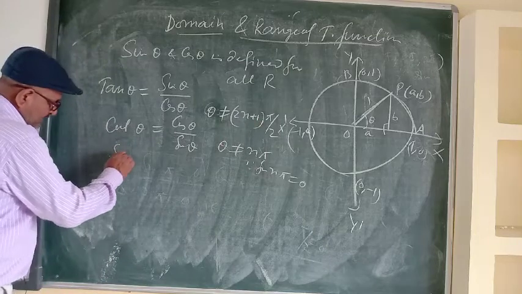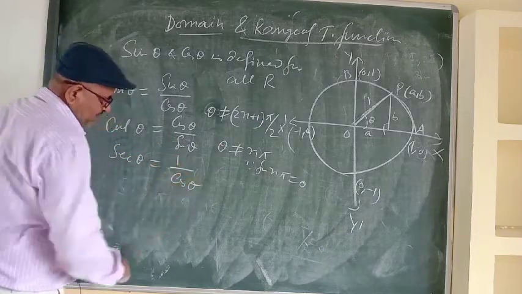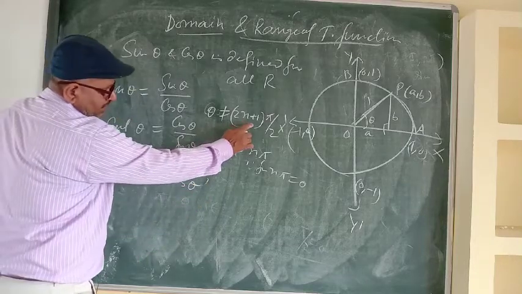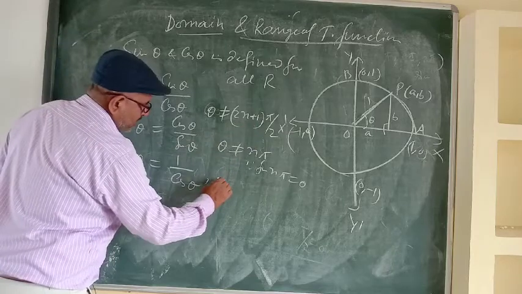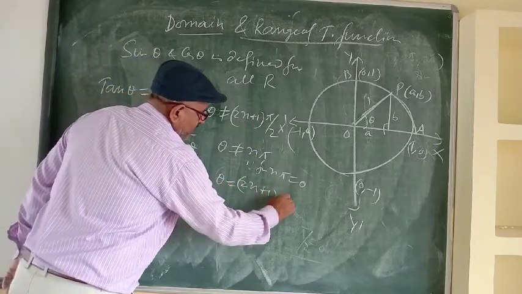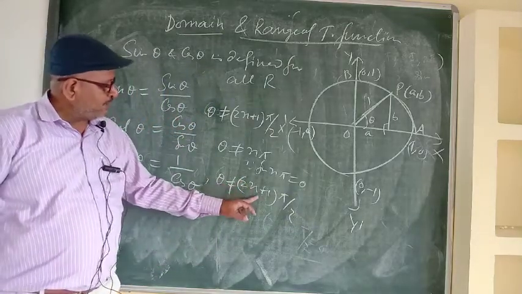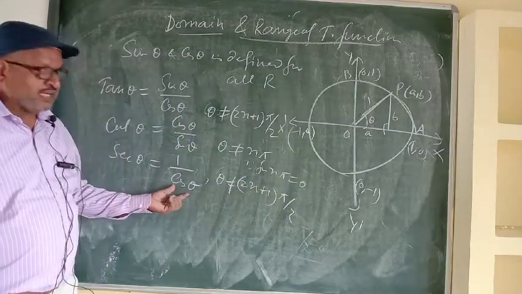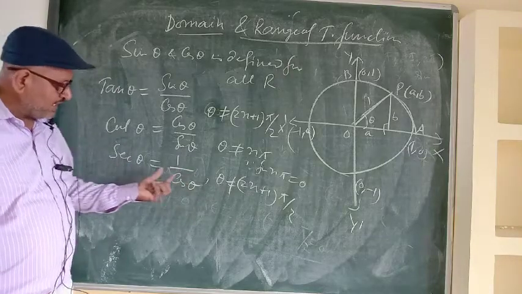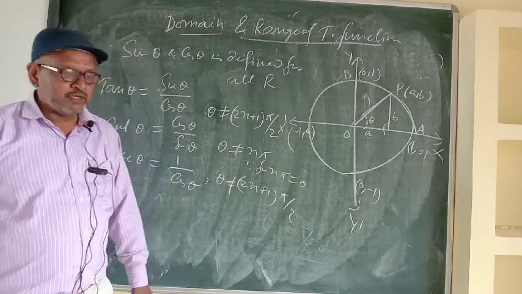Next one is sec theta. Sec theta is 1 by cos theta, and we know that cos theta is 0 for theta equal to (2n plus 1) pi by 2. At an odd multiple of pi by 2, cos theta will be 0 and 1 by 0 will be undefined. So sec theta is not defined for theta equal to (2n plus 1) pi by 2.